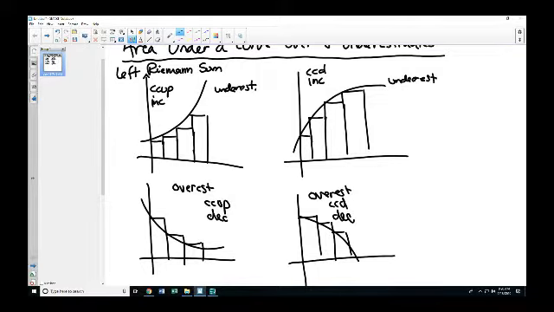Okay. Can you figure out when to know the left Riemann sum is an underestimate and when it is an overestimate based on the information up there? No, I said, can you figure it out?